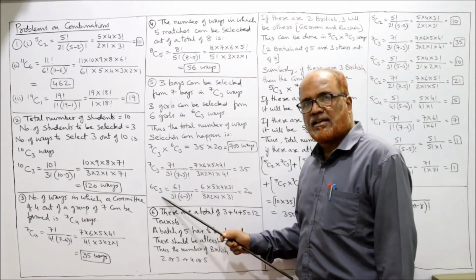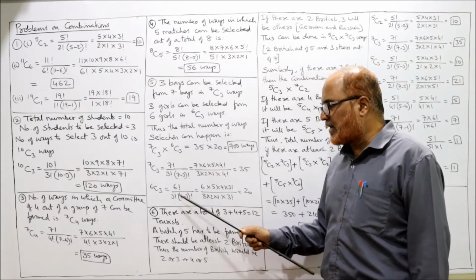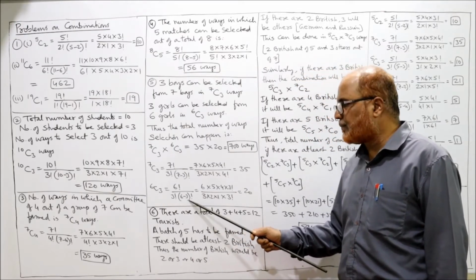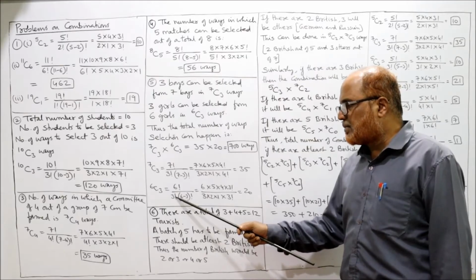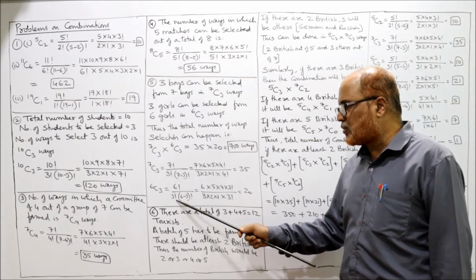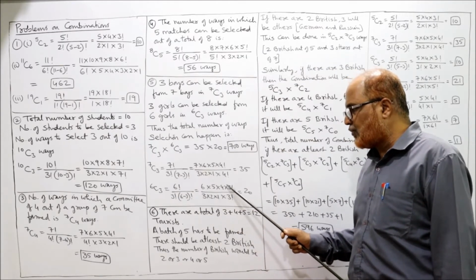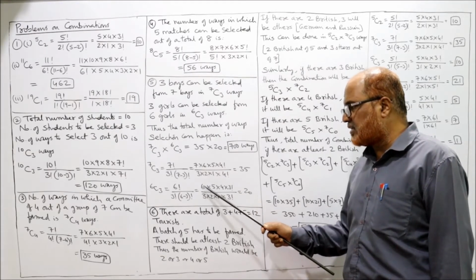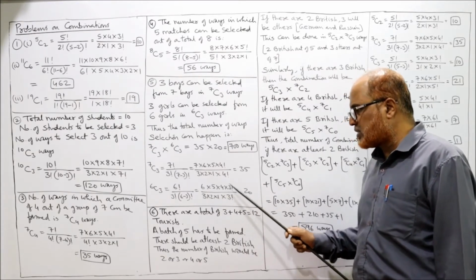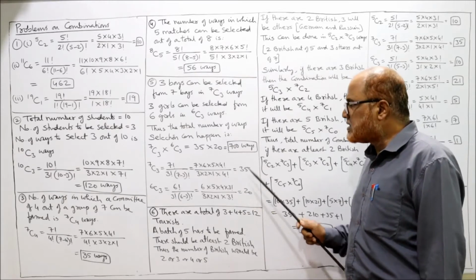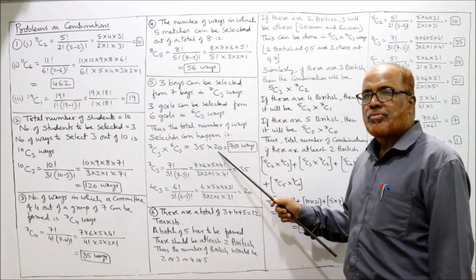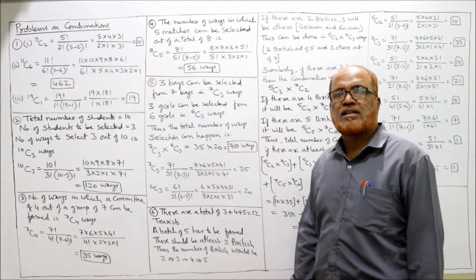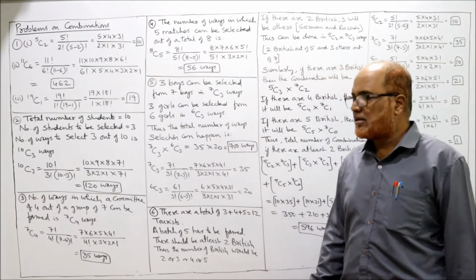Similarly 6C3, 6 factorial divided by 3 factorial into 6 minus 3 factorial. 6 minus 3 is 3, here also 3 factorial. So 6 into 5 into 4 into 3 factorial, 3 factorial, 3 factorial can cancel. 3 ones are 3, 3 twos are 6. So remaining 5 fours are 20. So this is the 20. So 700 ways are there in which we can select 3 boys and 3 girls.